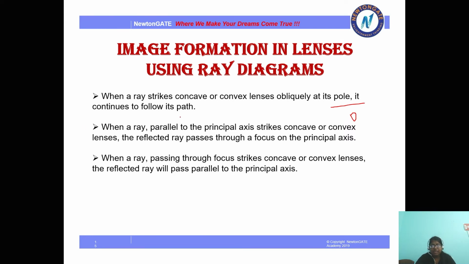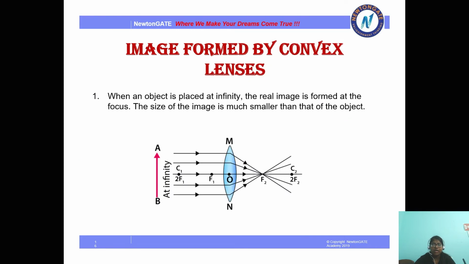Secondly, when a ray parallel to the principal axis strikes the concave or convex lens, the refracted ray, not the reflected, passes through the focus on the principal axis. We know this one; it is the same as before. Also the third one: when a ray passing through the focus strikes a concave or convex lens, the refracted ray will pass parallel to the principal axis. These two are the same as in the case of reflection and refraction. Only this one is new: if your incident ray passes through the optical center, it will pass without getting refracted.